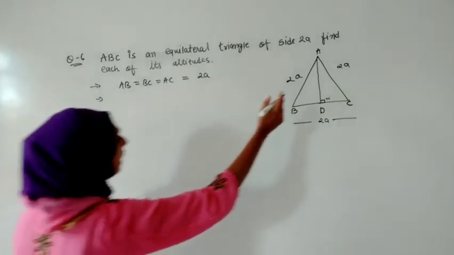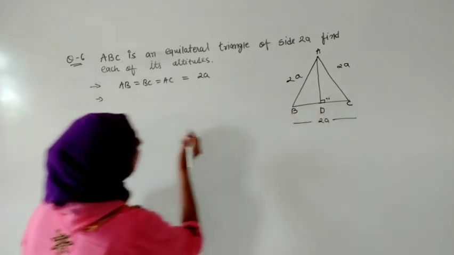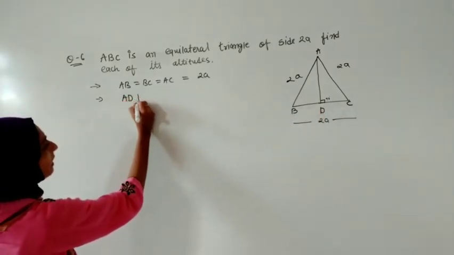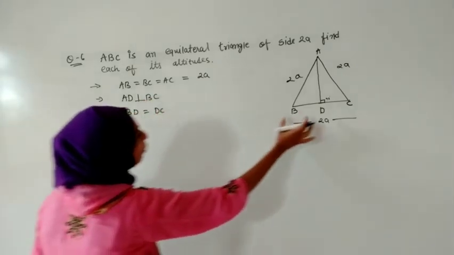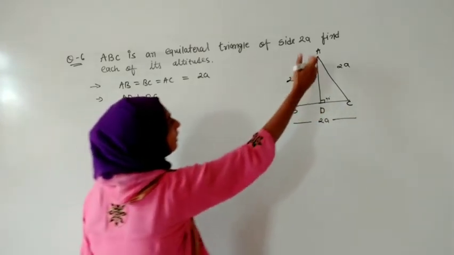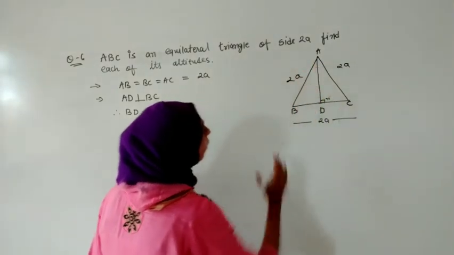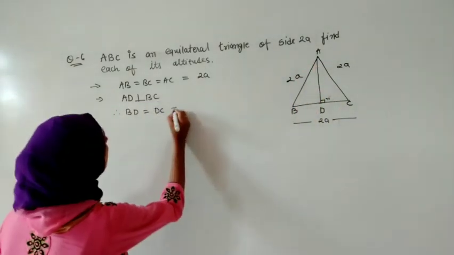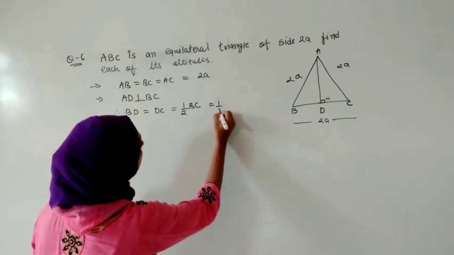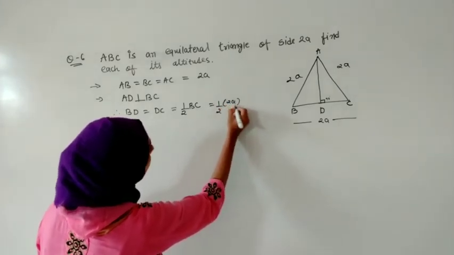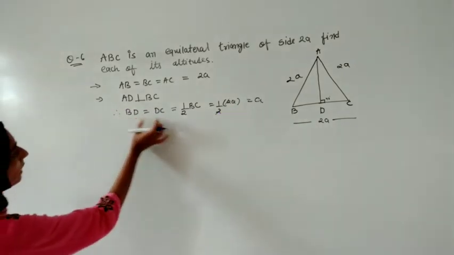If an equilateral triangle's altitude is drawn, it will divide the base into 2 equal parts. So here I will directly write that AD is perpendicular to BC, therefore BD is equal to DC. These both will be equal because it is a rule. Wherever the altitude lands in an equilateral triangle, it divides the base into 2 equal parts. That we learned in very small classes. So BD will be equal to half of BC. If we substitute the value, BC is equal to 2A, so we got BD and DC as A.